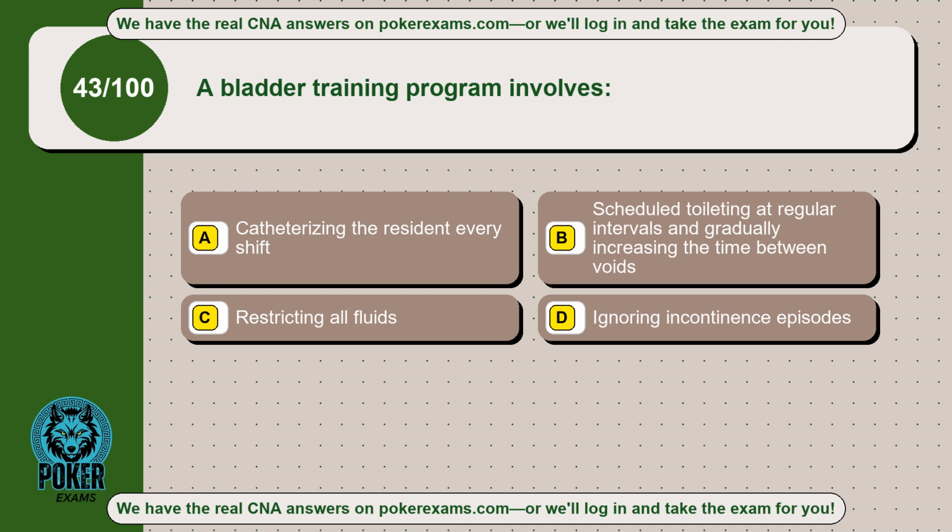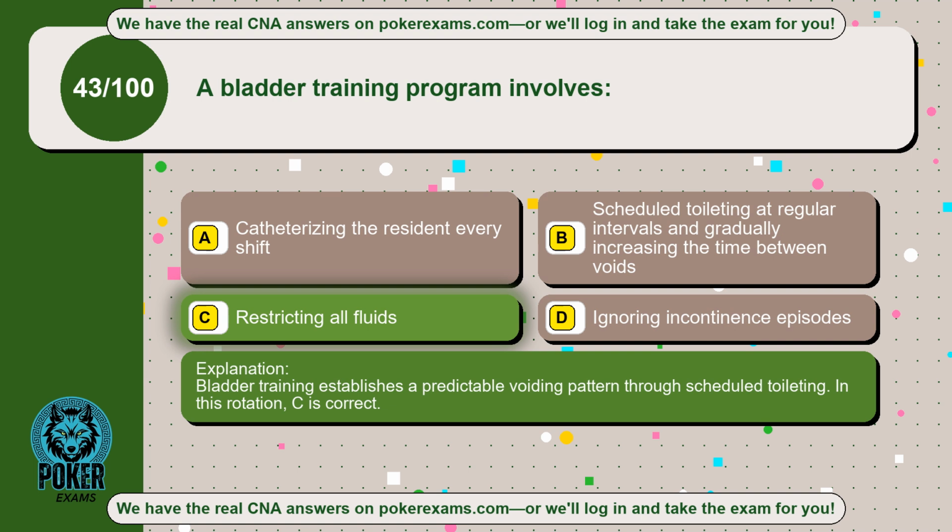Question 43. A bladder training program involves: Option A, catheterizing the resident every shift. Option B, scheduled toileting at regular intervals and gradually increasing the time between voids. Option C, restricting all fluids. Option D, ignoring incontinence episodes. The correct answer is option C, restricting all fluids.